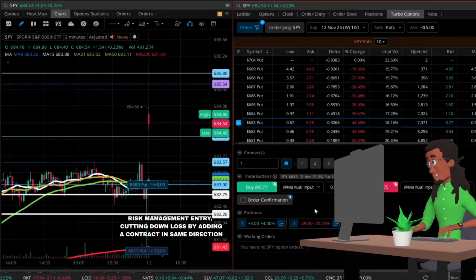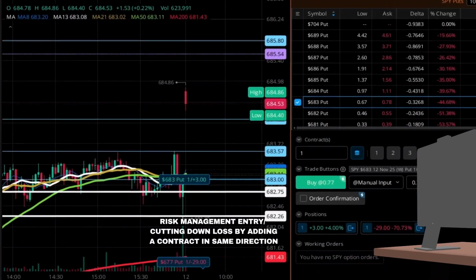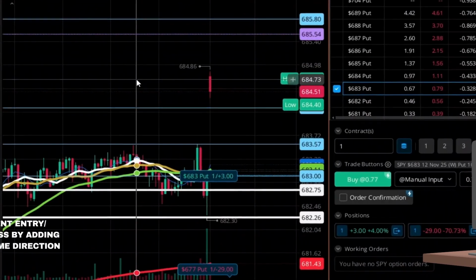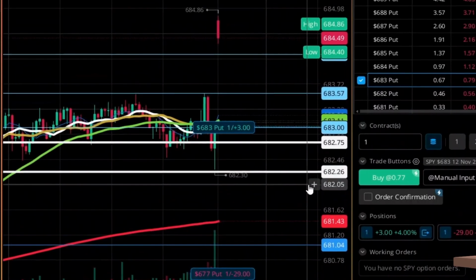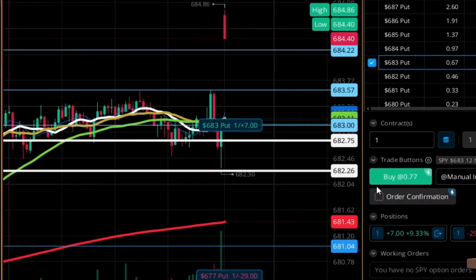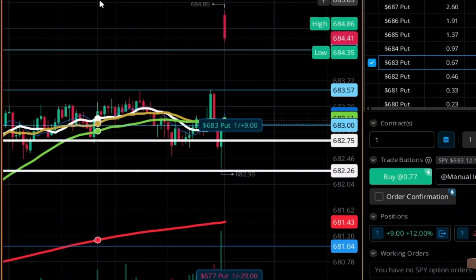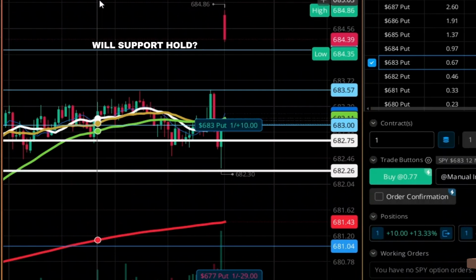All right, so what's that doing? That is decreasing my total loss, and it is making up the gap between what I'm losing in the previous trade and what I'm earning in this one. So as you can see, I have a 683 put that I'm up 12% in. I just entered it this morning. So we have gapped up, but we are away from the moving averages that matter. All right, so right now I'm in the trade, but I'm waiting to see if the support will hold.